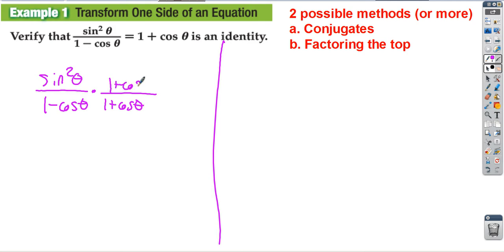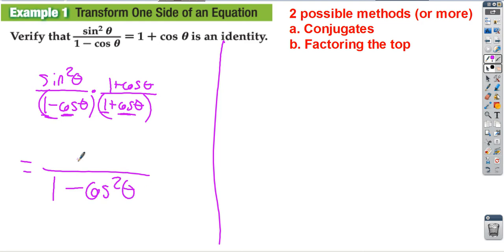Okay. So now let's multiply this out. So if we FOIL out the bottom, 1 times 1 would be 1. The outside, this is a difference of squares. So 1 times positive cosine will be plus cosine. 1 times negative cosine is minus cosine. Those will cancel. And then negative cos times positive cos will be negative cos squared. And then we still have sine squared on the top. So that's what we have. Again, we're trying to make it look like 1 plus cosine right now, so we have to think about how we're going to do that. Sorry, top is supposed to be sine squared times this.